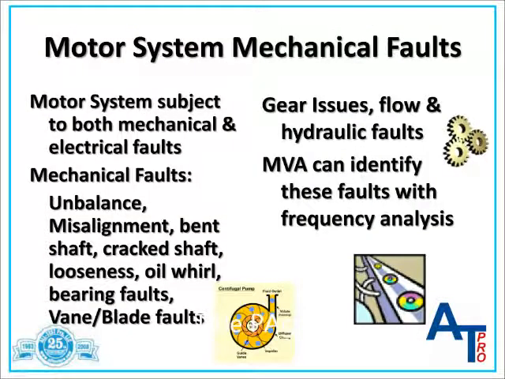The electrical motor system consists of the electrical and mechanical subsystems. The mechanical subsystem consists of the motor shaft, coupling, driven machine, and the process itself. Since all of these components are mechanical in nature, they are subject to any fault associated with rotating machines. Faults such as unbalance, misalignment, bent shaft, cracked shaft, mechanical looseness, oil whirl, rolling element bearing faults, vane passing forces, gear meshing, flow, and other hydraulic faults are identified using MVA if the force is strong enough.